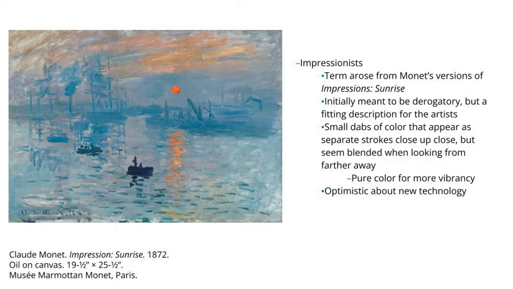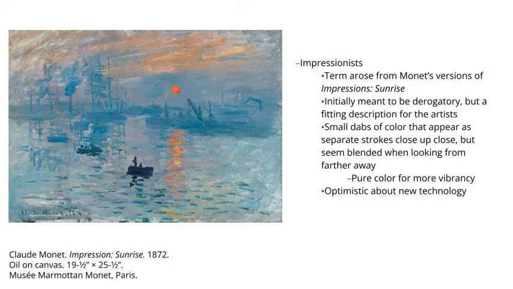The term Impressionist was initially meant to be derogatory, but the artists found that it was a pretty fitting description and they embraced it. And this style consists of small dabs of color that appear as separate strokes up close, but seem blended together when looking from far away.